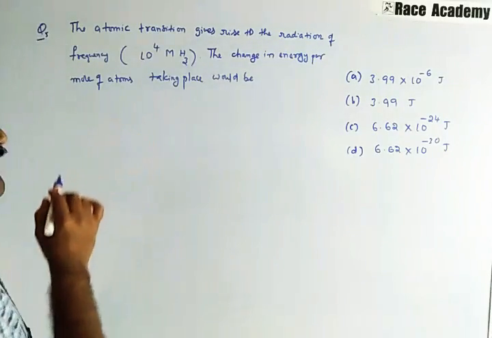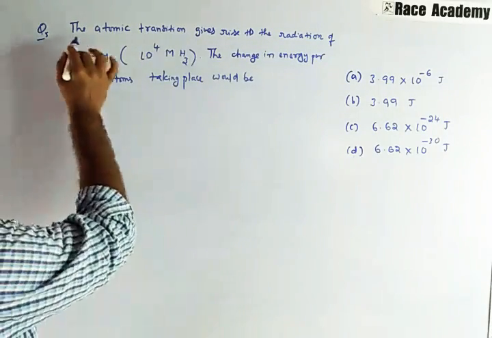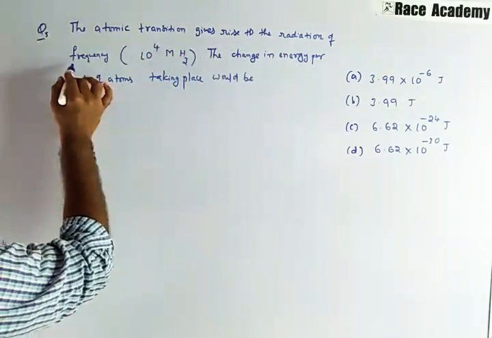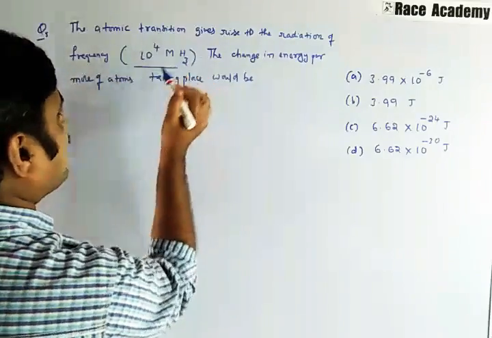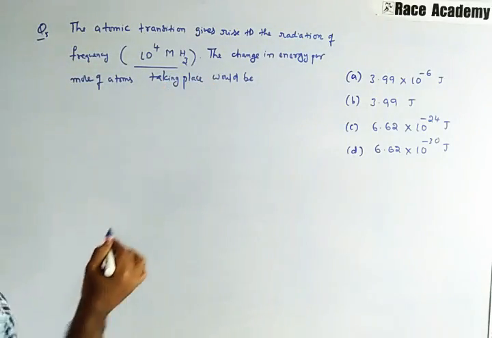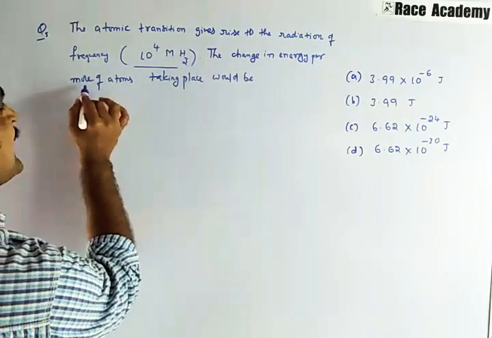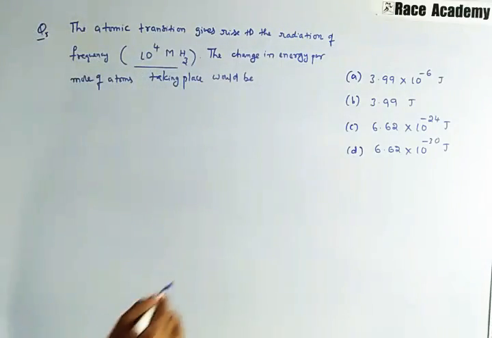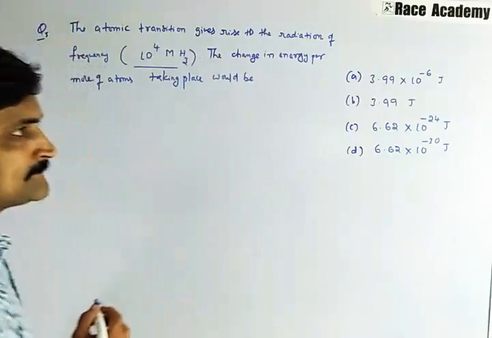Okay, see the next question. The atomic transition gives rise to radiation of frequency 10 power 4 megahertz. The change in the energy per mole of atoms taking place would be? They have 4 different options.